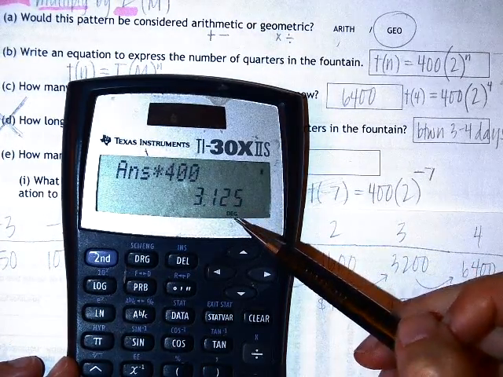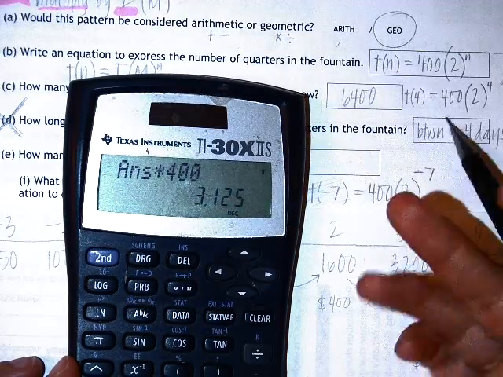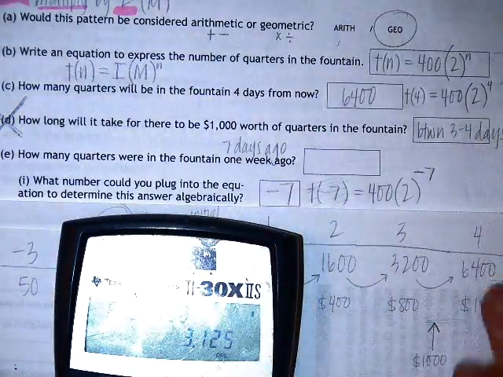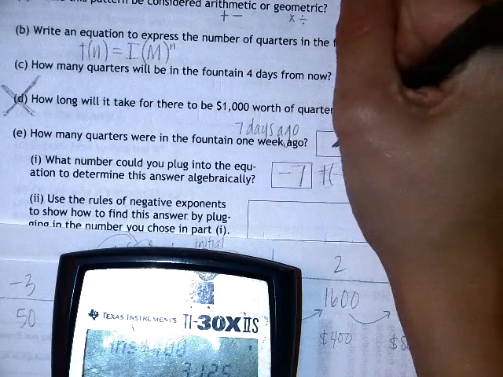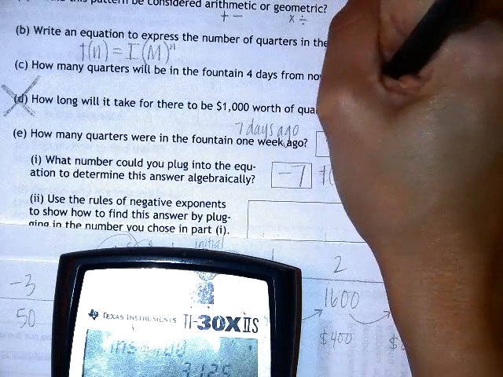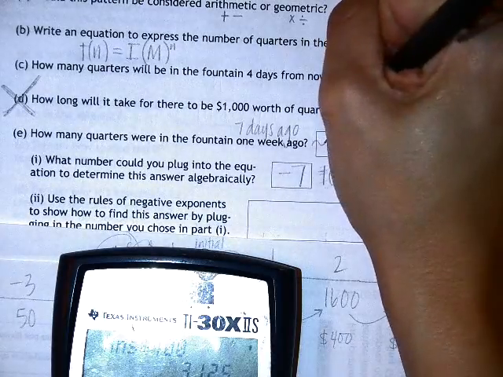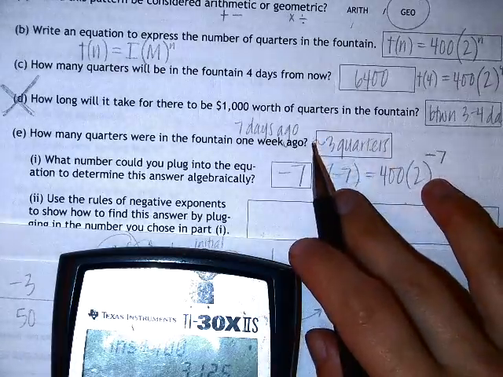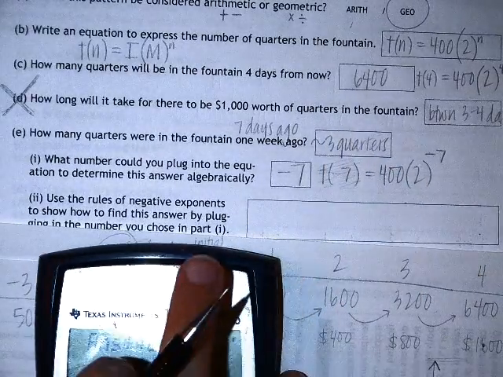Now, 0.125 doesn't make sense, because remember, this is a number of quarters. You can't have a partial quarter. A quarter is a physical object. So we would say approximately 3 quarters. There are approximately 3 quarters in the fountain. Now, if you want to say approximately, but you don't want to write the word, a little squiggle like that is usually a way of saying approximately. So roughly 3 quarters, if you will.